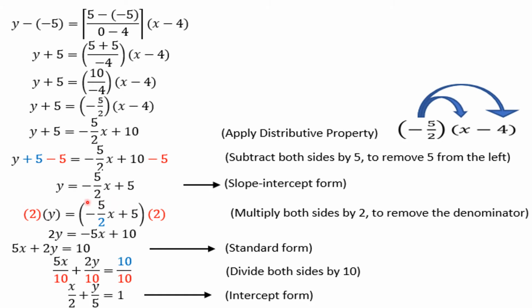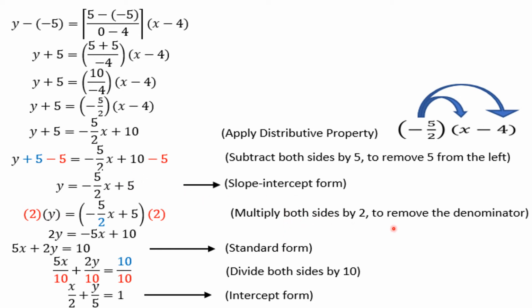So this is the slope-intercept form of the answer. How do we know it is the slope-intercept form? Since it is in the form y equals mx plus b. Here is our slope, and here is our b, or our y-intercept.